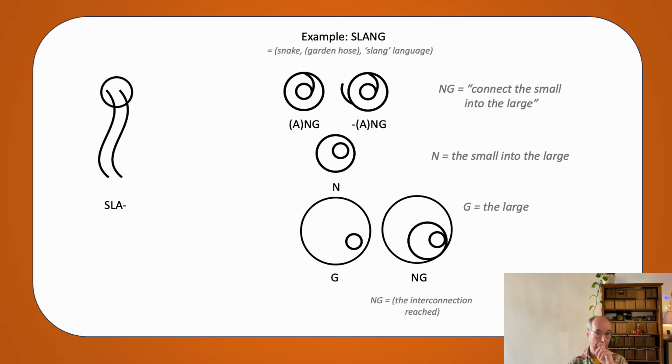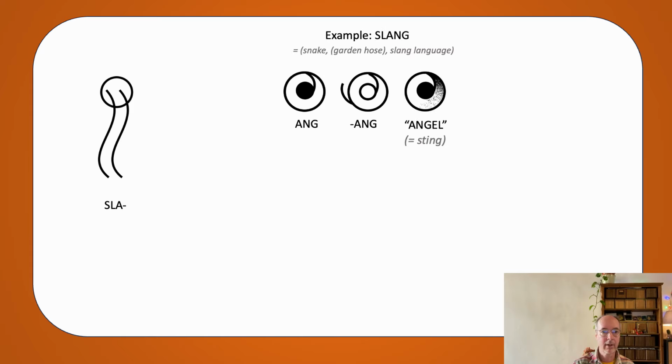Just like the n is the small into the large, the ang is the hanging together of the small into the large. Where the G is the large, in a way, the ng is the hanging together of the small into the large. This interconnection is reached there. Funny enough, I saw this ang.